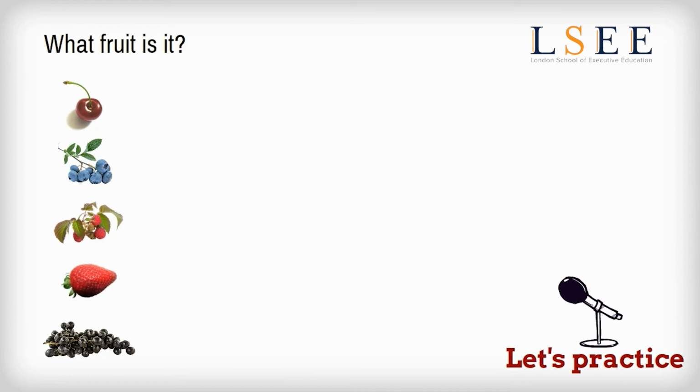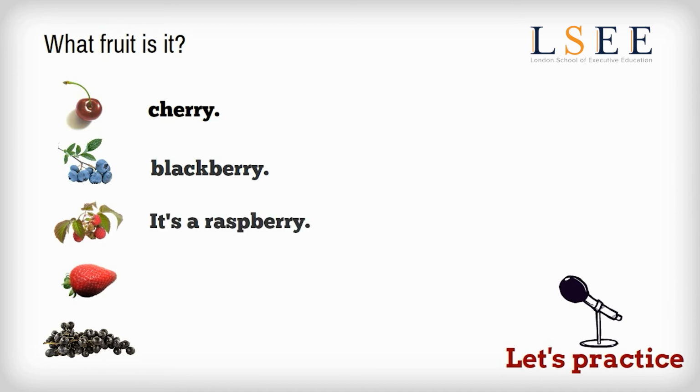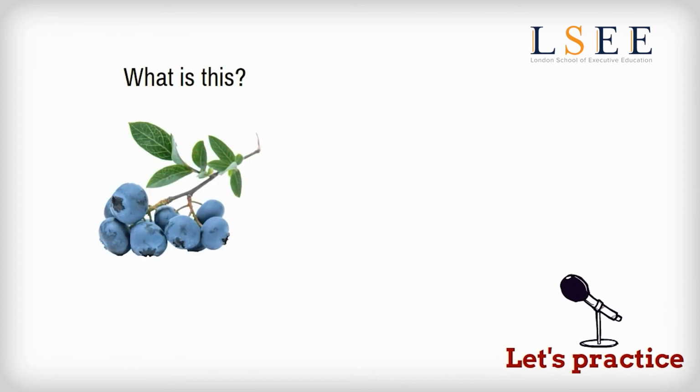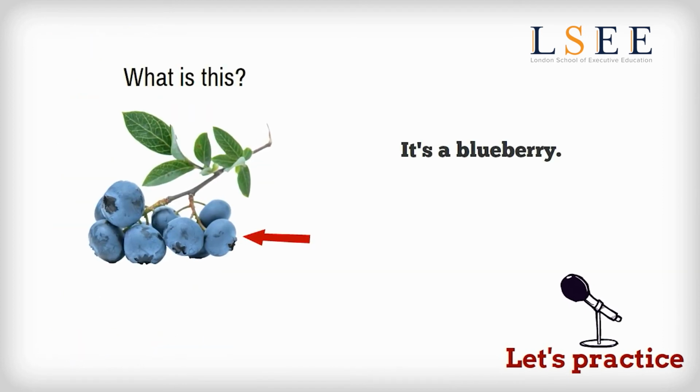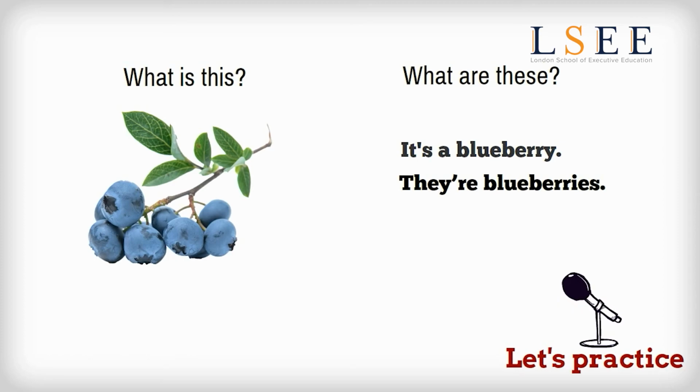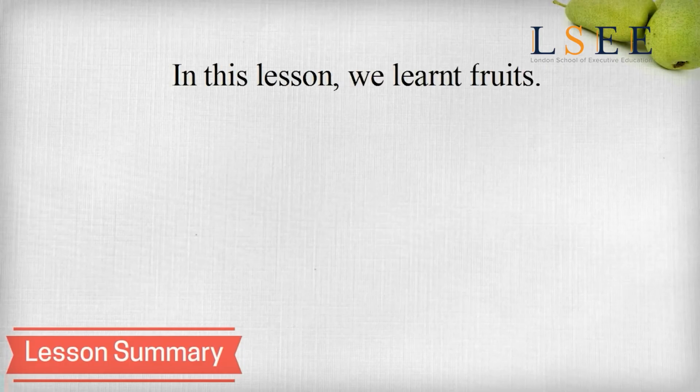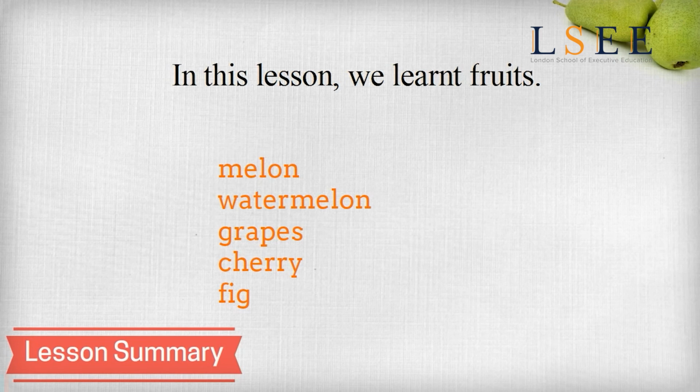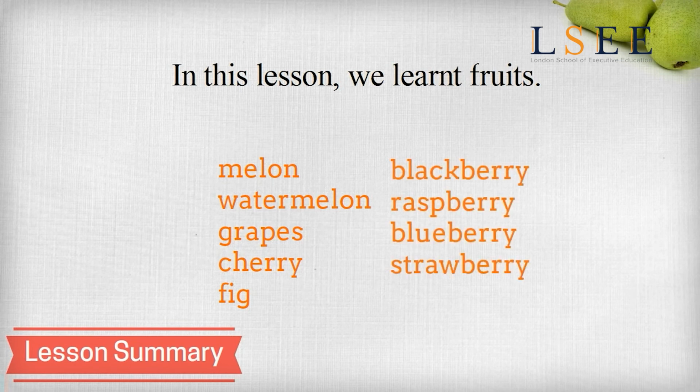What fruit is it? Cherry, blackberry, raspberry, strawberry, grapes. What is this? It's a blueberry. What are these? They're blueberries. In this lesson, we learnt fruits. Melon, watermelon, grapes, cherry, fig, blackberry, raspberry, blueberry, strawberry.